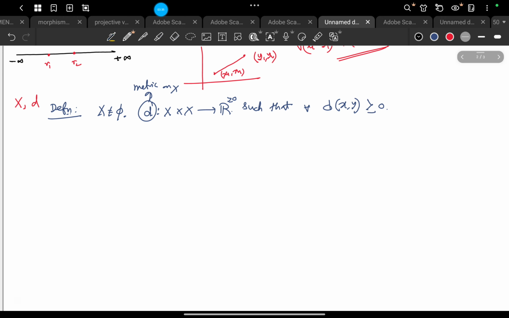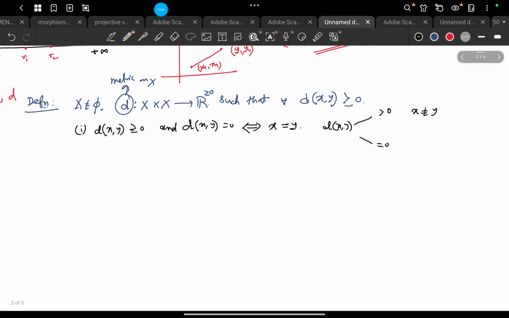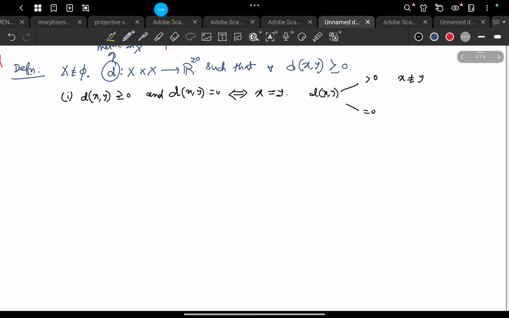So what are the properties? Number one, d of x comma y is always larger or equal to 0, and d of x comma y is 0 if and only if x equals y. So that means there are two options: d of x comma y either will be strictly larger than 0 or will be equal to 0. Strictly larger than 0 is if x is not equal to y, and equal to 0 will be when x is equal to y.